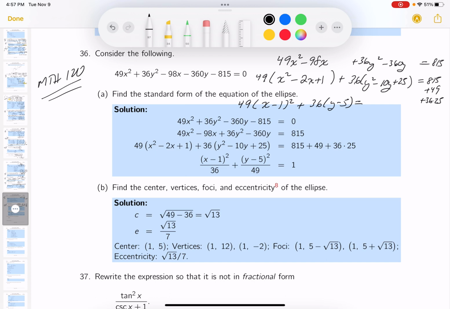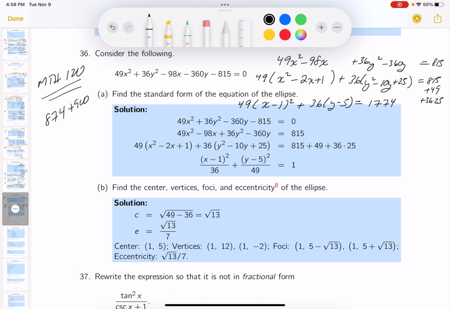Now, I know a lot of students really have a tough time with this, but I'm going to point out arithmetic's a really important skill set to have. All right? So I'm going to do 815 plus 49. So that's going to be what? 874. And 36 times 25. Let's see, 3,600, 900. And what do you get over there? That would be 1774.